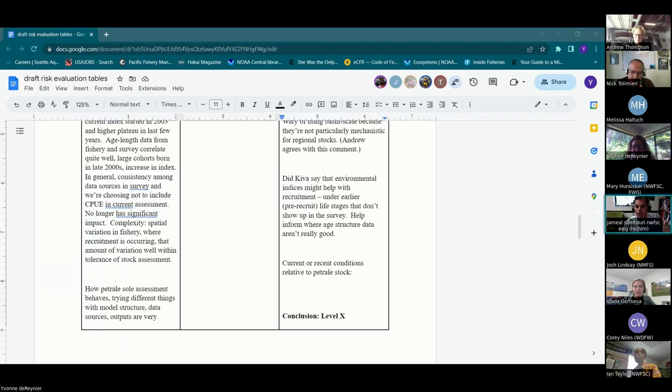So then to complete the loop there, when we're thinking about climate and ecosystem information, we don't have any at the moment related to environment recruitment relationships for Petrolli. And so we should look to other types of ecosystem and climate information to think about how we would assign a level. Is that right?